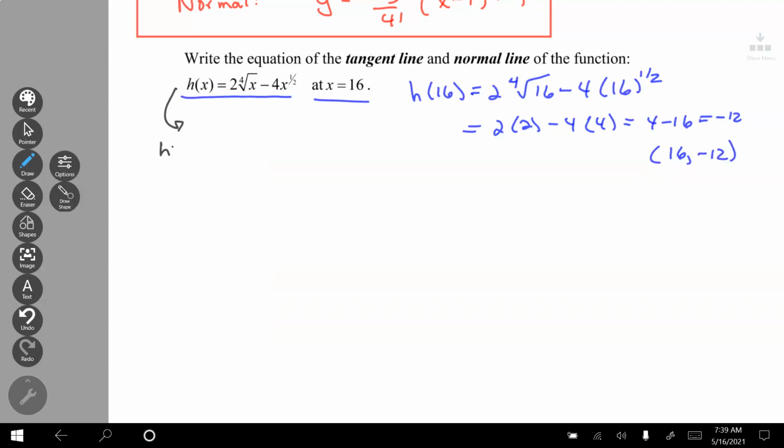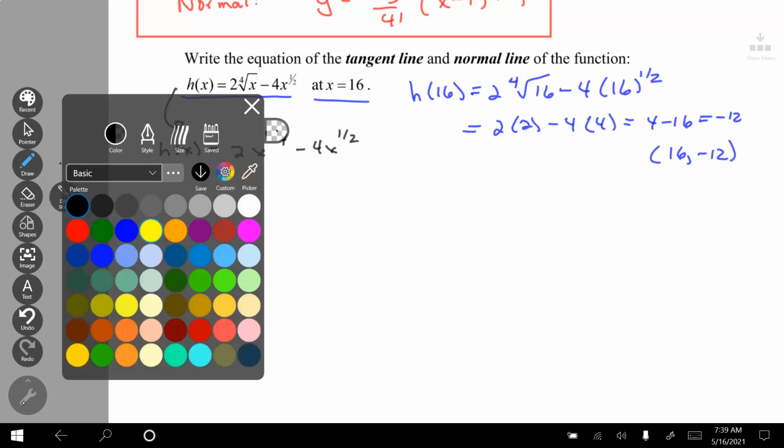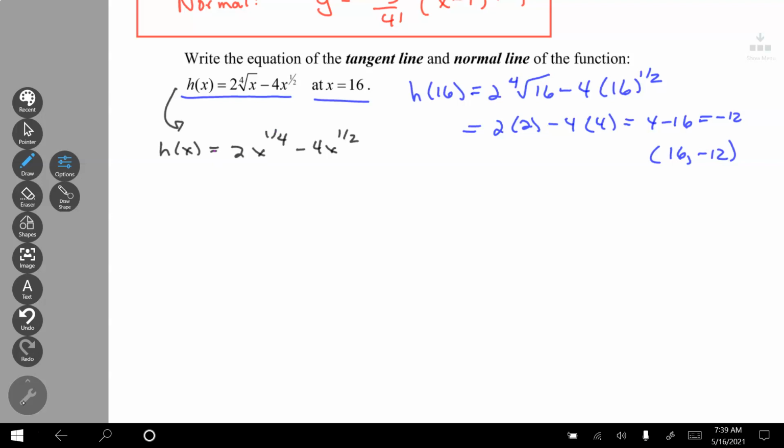I'm going to rewrite this as 2x to the 1/4 minus 4x to the 1/2 so I can take its derivative. It's hard to take the derivative when it's not in the right form. h prime of x is equal to 2 times a fourth, which is 1/2, x to the negative 3/4 minus 4 times 1/2, which is 2x to the negative 1/2. Now I have to do it for the specific value of 16. So h prime of 16 is equal to 1/2 times 16 to the negative 3/4 minus 2 times 16 to the negative 1/2.